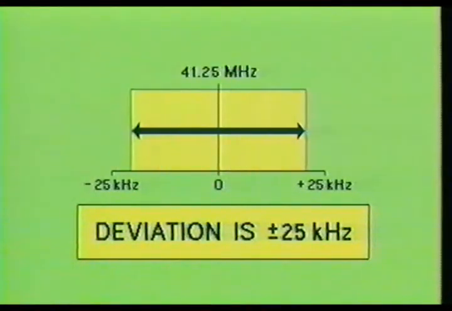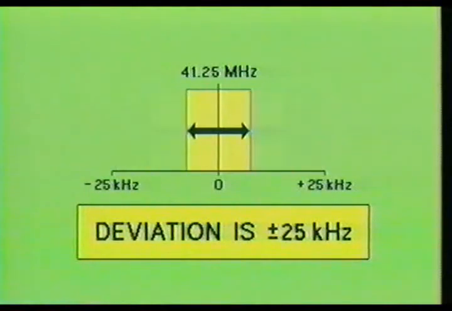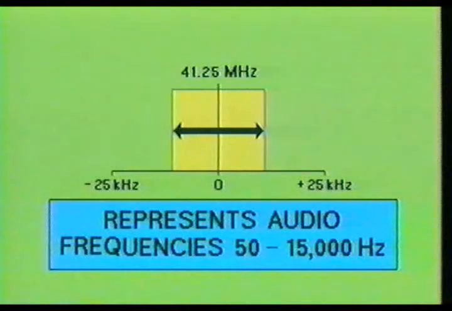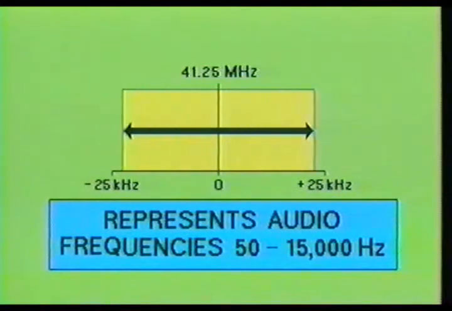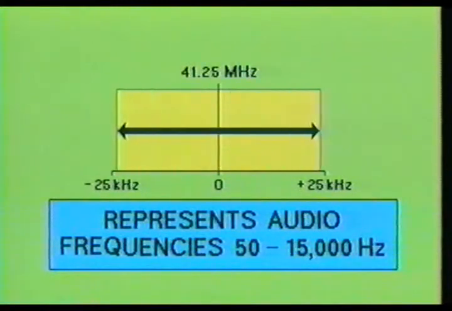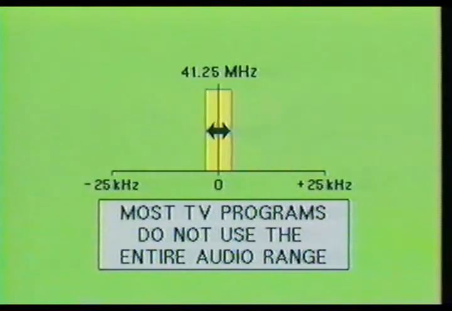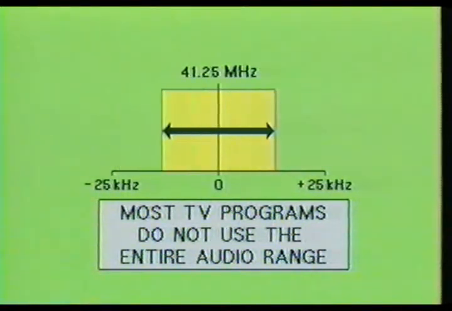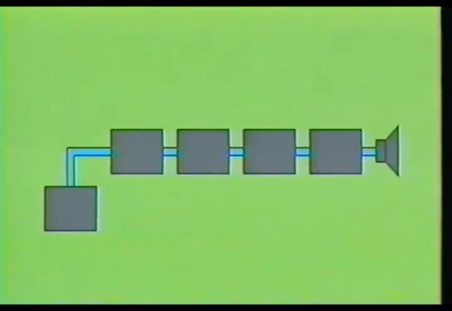The sound IF carrier is capable of deviating plus and minus 25 kHz from its center or resting frequency. This amount of deviation allows an audio frequency range from 50 Hz to 15,000 Hz to be conveyed to the television sound system. Generally, a television program will not make full use of this sound range. Now that you understand more about the intermediate sound carrier, let's follow it through the stages within the television receiver and see how it becomes live sound.